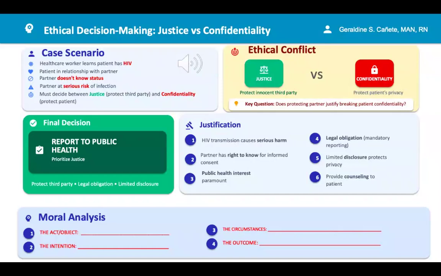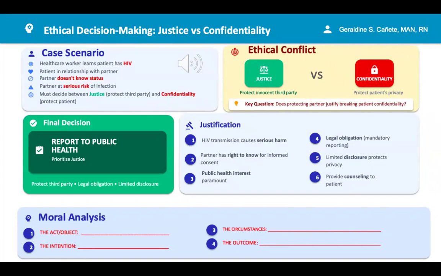But while the patient has a moral obligation, the healthcare provider also has a duty to prevent harm. Okay? Another objection would be that reporting the patient could lead to discrimination or violence against them. The appropriate response is that public health authorities are trained to handle these situations sensitively. And they will also protect the patient's safety. Okay?